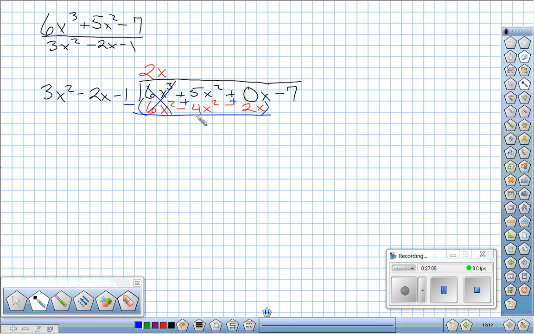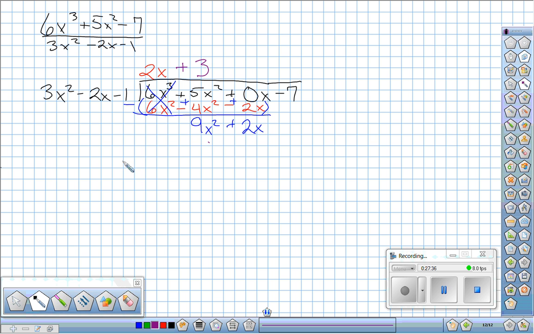5 plus 4 will give me 9x squared. 0x plus 2x will give me a positive 2x. Okay, so 3x squared, how many times does that go into 9x squared? So 9 divided by 3 will give me a positive 3. X divided by x squared, I don't have anything left, so I have 2x plus 3.